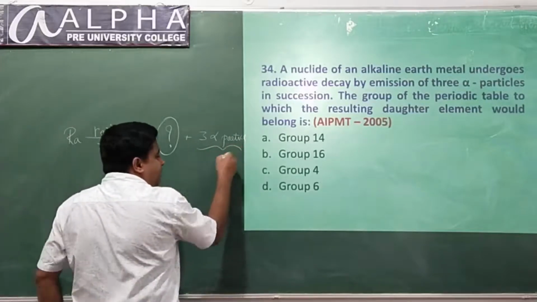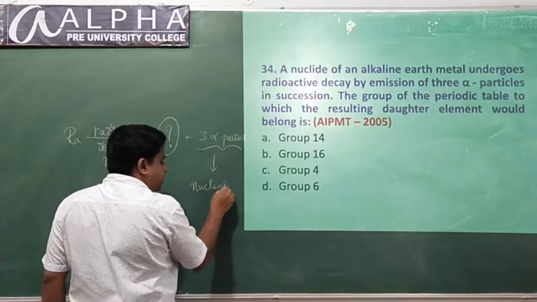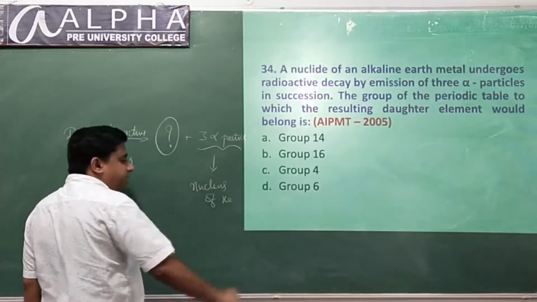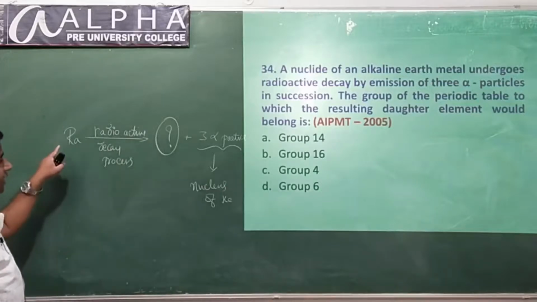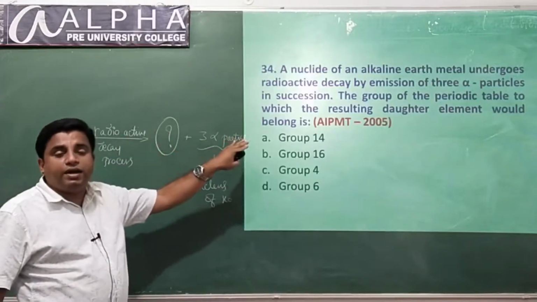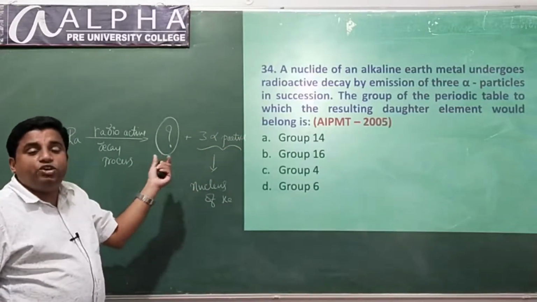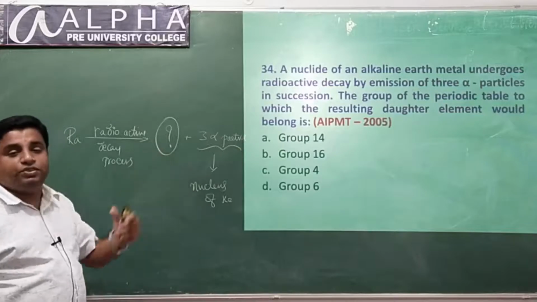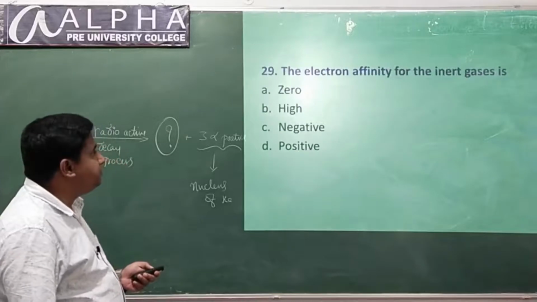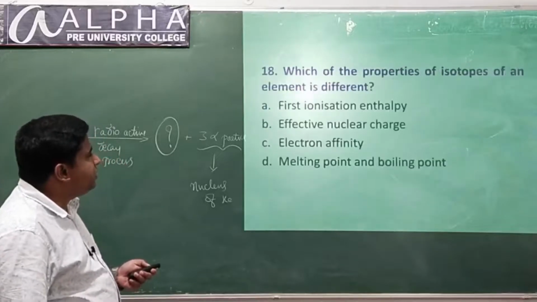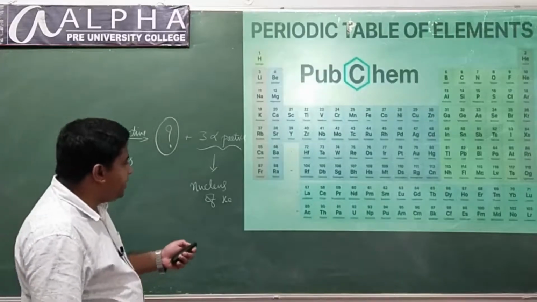What do you mean by alpha particles? Alpha particles are nothing but nucleus of helium. So radium has emitted 3 alpha particles in succession. After emitting 3 alpha particles, what is the residue that is left out? Which is that element that is left out? Let us go back to the periodic table. Look at here, radium.